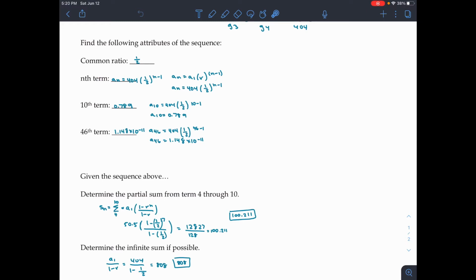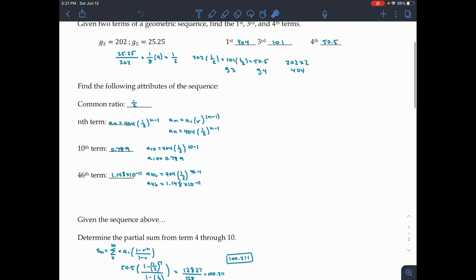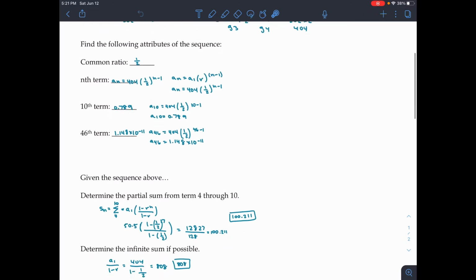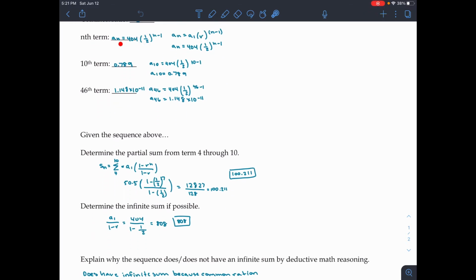To find the nth term, we just take the equation, which is nth term equals the first term times the ratio to the power of n minus 1, and we just plug in what we have. So we get nth term equals a1, which is 404, times the ratio, which is half, to the power of n minus 1. So when we plug in any number, we get the nth term. And that would be our equation right here.